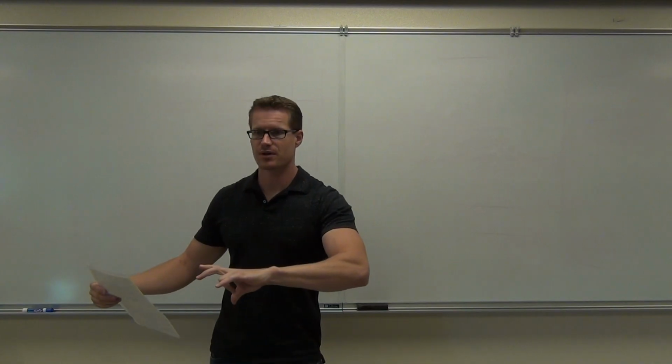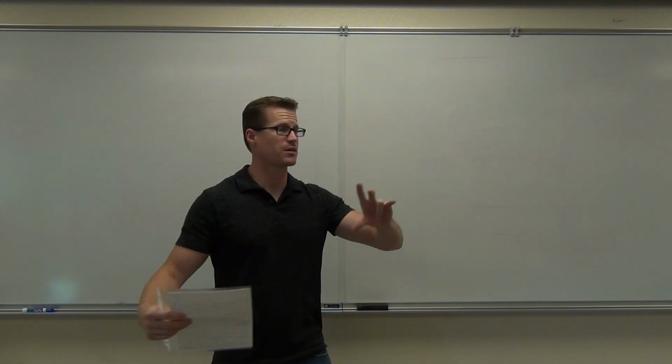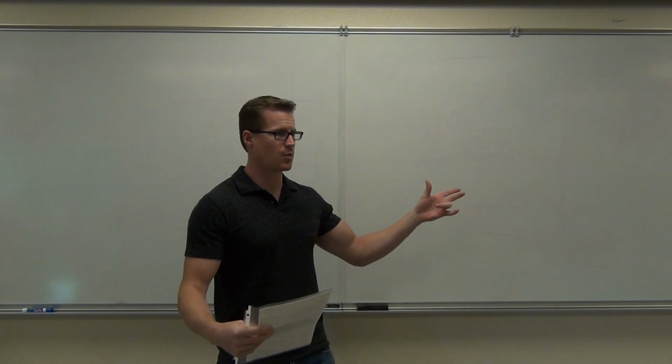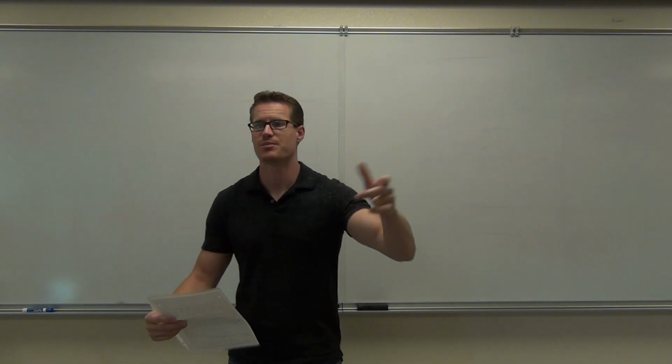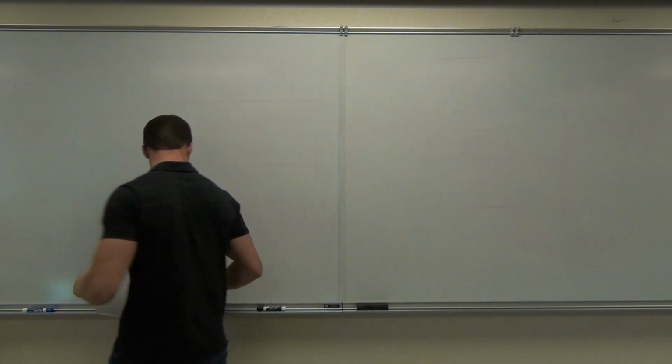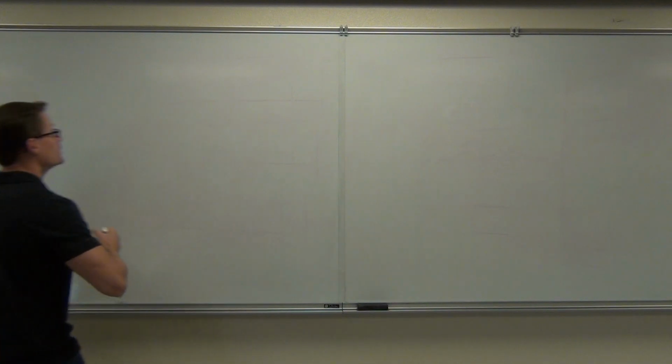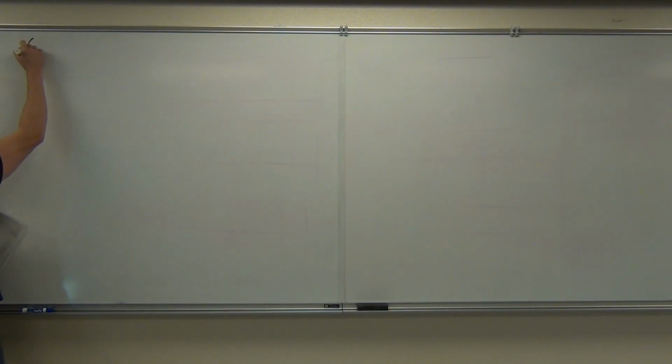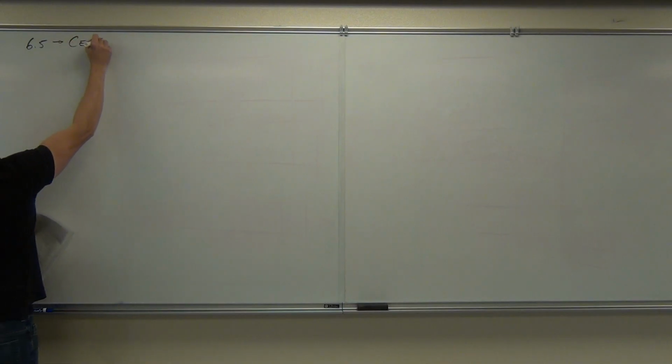Did you notice the jump? This last section lets you make the jump. We haven't done that before. Now we're going to use samples to represent populations. That's the idea for our section. So we are on 6.5. We're going to be talking about the central limit theorem.